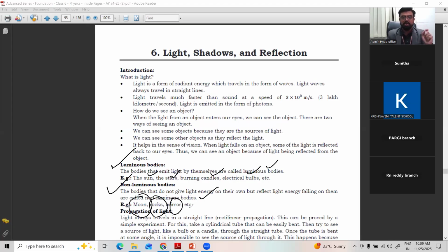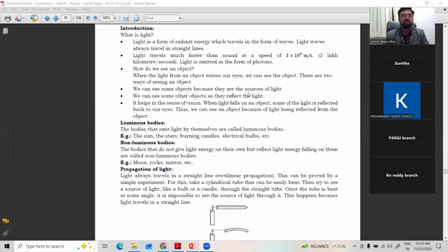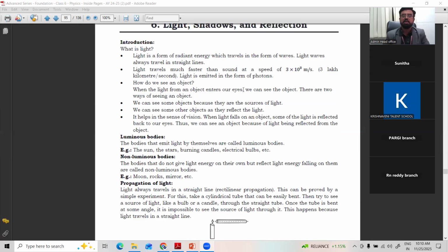Right? So the bodies which can produce light by themselves are called luminous bodies. The bodies which do not produce light by themselves, but can be seen by reflection of light, are called non-luminous bodies. So luminous bodies are the sun, candle, and electric bulb. Non-luminous are the moon, rocks, and mirror, or any object. Chair, table, you, your friend, your teacher, all are non-luminous only. Why? Because they cannot produce light on their own. They depend on others, right? So that is about light so far.